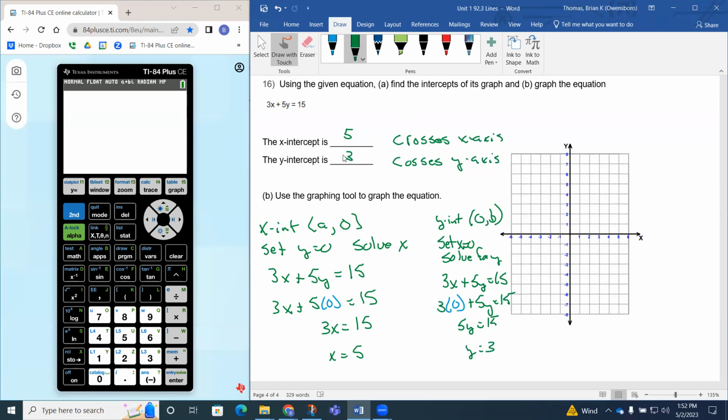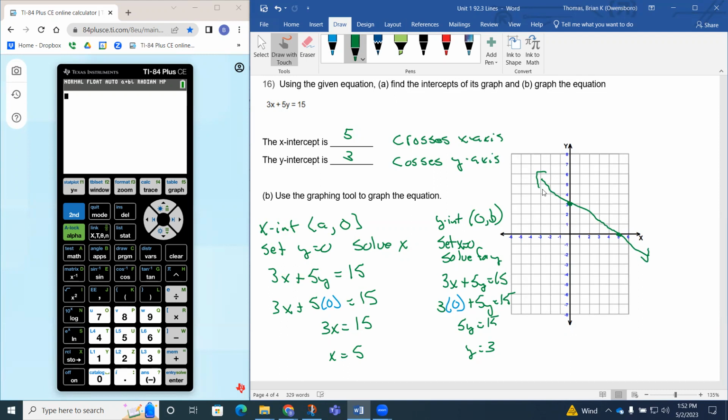So notice that these represent 2 points on the graph. The x-intercept is 5. The y-intercept is 3. If we graph those 2 points, the line will just pass through those 2 points. Remember, a line is made up of infinitely many ordered pairs, but to graph a line, all we need to do is identify 2 points.